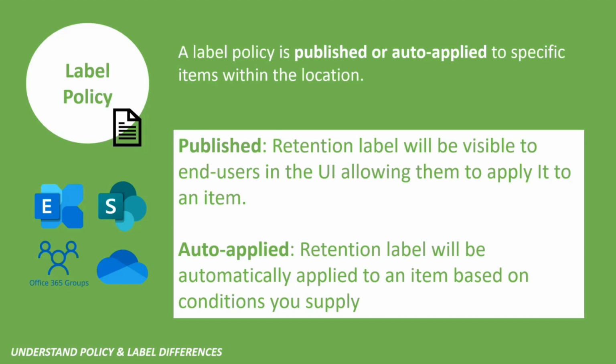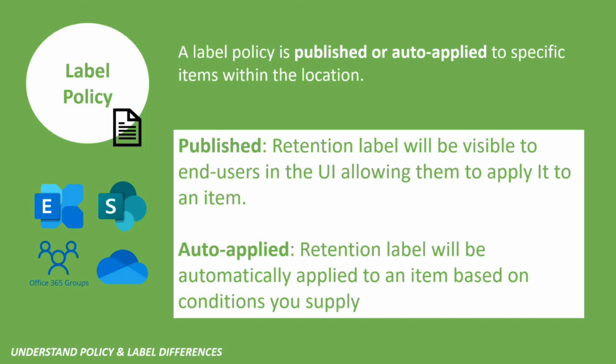So with publishing, you just choose the retention labels you want to publish to a specific site, and then they're going to be visible to end users to apply them manually. And then with auto-labeling retention labels, you choose a retention label, select, oh, I would like to apply this one automatically, put in some parameters, and then those labels will be automatically applied to certain files based on your parameters.